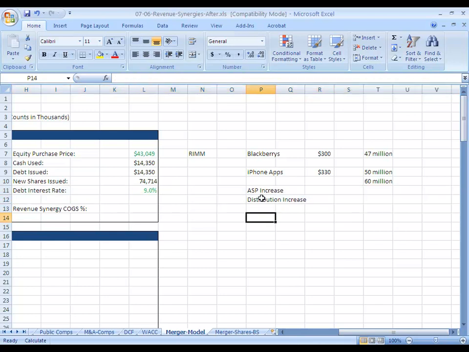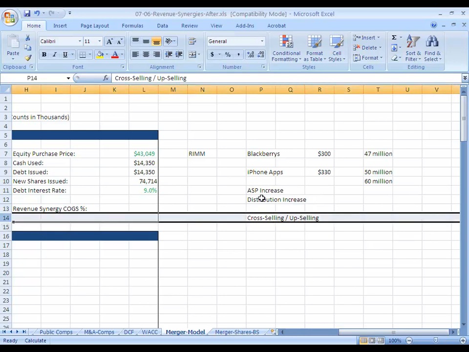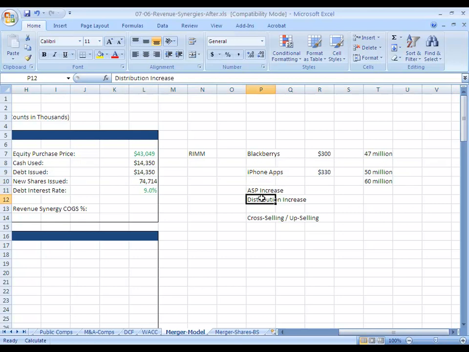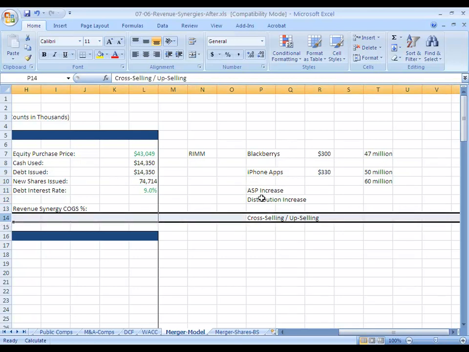Oftentimes people talk about cross-selling and upselling, and these are really both examples of an increase in the average selling price. Cross-selling refers to one company making its products available to the other company's customers. So a perfect example here would be making iPhone apps available on the BlackBerry. Upselling would be coming in and offering customers an additional product or something else that's of higher value when they go and purchase one of the seller's products. So these are some common ways that you can actually get revenue synergies in the context of a merger model like this.